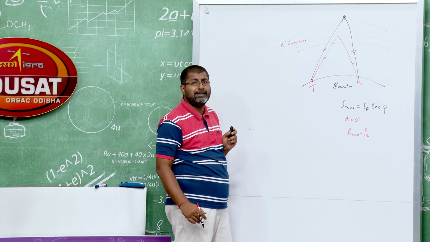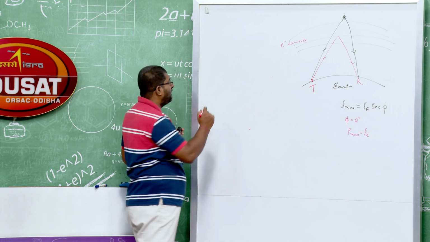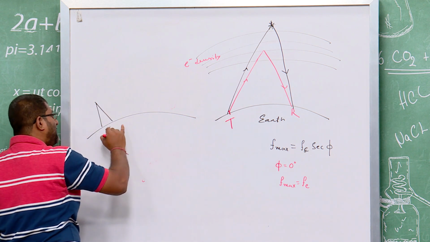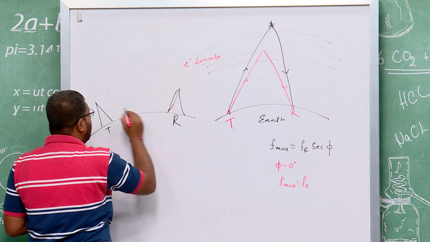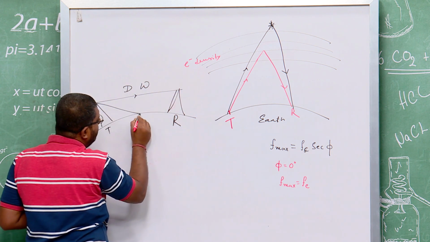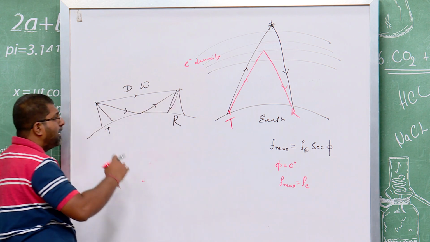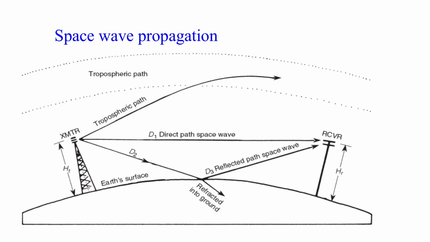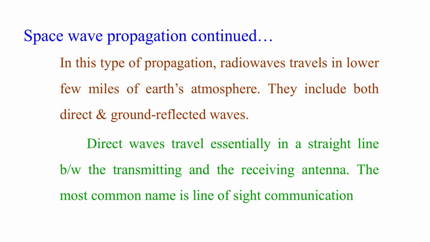And apart from this, there is one other type of propagation, that is called space wave propagation. So, in space wave propagation, what occurs? This is a transmitting antenna, this is a receiving antenna. Here one ray goes, this is called a direct wave, and there is another wave, this is a ground reflected wave, and these two waves reach the receiving station. The strength of the signal will be high if both these waves reach the receiving station in the same phase, and if they reach there out of phase, then the strength will be weak. So, in this type of propagation, radio wave travels in the lower few miles of Earth's atmosphere.